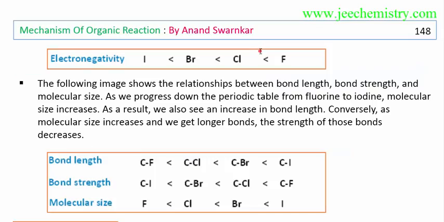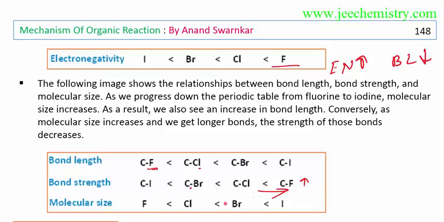The dipole moment increases with the electronegativity of fluorine, chlorine, bromine, iodine. As electronegativity increases, bond length decreases, because it pulls the electron cloud more towards itself. Fluorine is more electronegative, so its bond length is smaller than chlorine, bromine and iodine. And the CF bond strength will be higher than chlorine, then bromine, then iodine. This is the bond strength order. Why? More electronegativity pulls more electrons towards it, so the bond becomes shorter and stronger.